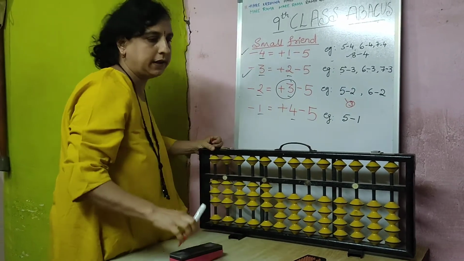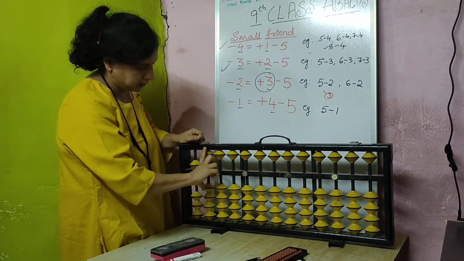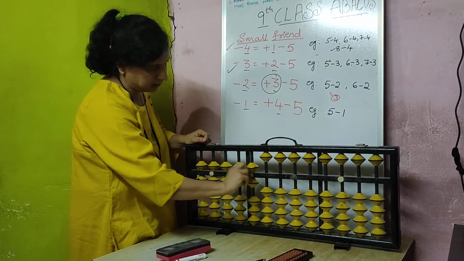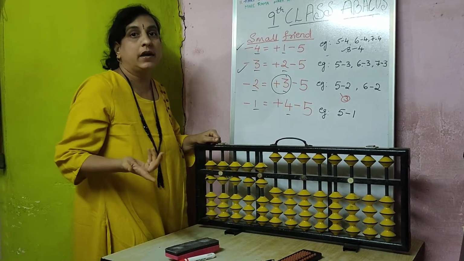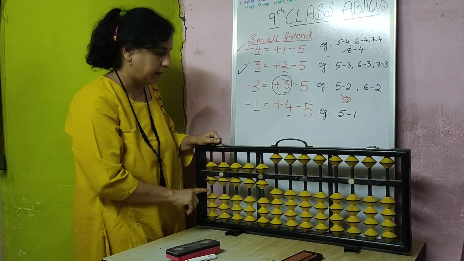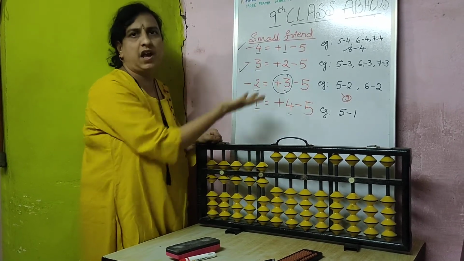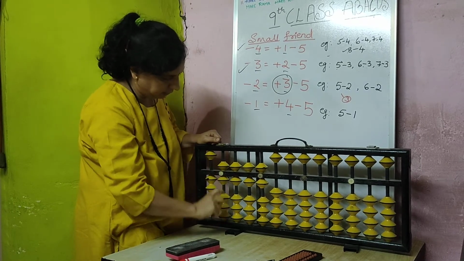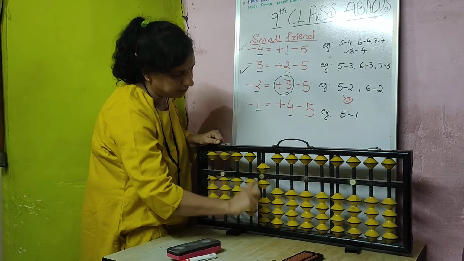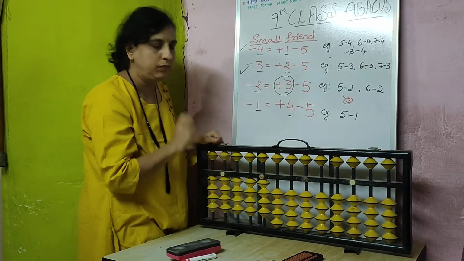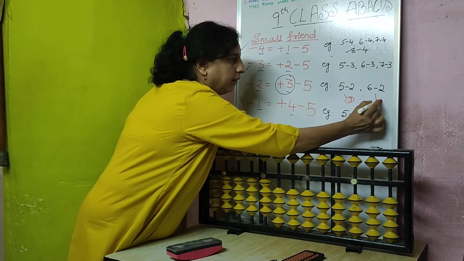Now 6 minus 2. I want to do 6 minus 2. Now also I cannot do this minus 2 directly, so again I have to use this formula. 2's friend is 3, and I have to use 3 here. Plus 3 minus 5, plus 3 minus 5, plus 3 minus 5. So my answer is 4. For this, the answer is 4.